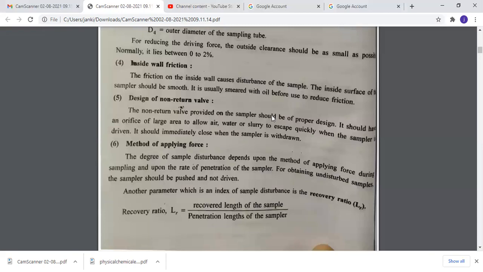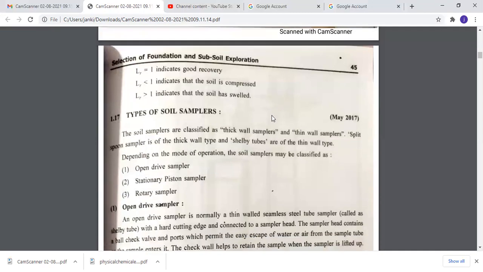Another parameter which is an index of sample disturbance is the recovery ratio, known as LR. LR is equal to the recovered length of the sample divided by the penetration length of the sampler. If LR is equal to 1, it indicates good recovery. If LR is less than 1, the soil is compressed. If LR is greater than 1, the soil has swelled.